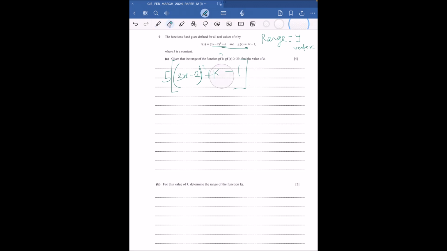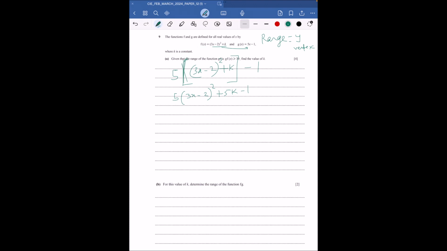What did I do with my brackets now? What did I do with my brackets? So 5 brackets 3x minus 2 squared plus k. Okay, plus k. So that's only for that. Then minus 1 here. So this will be 5 bracket 3x minus 2 squared plus 5k minus 1.